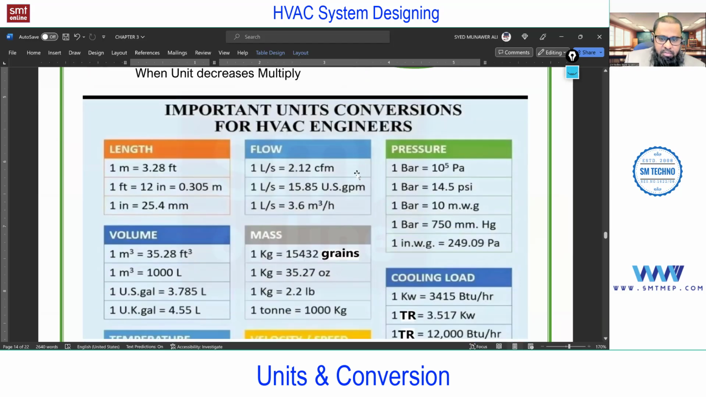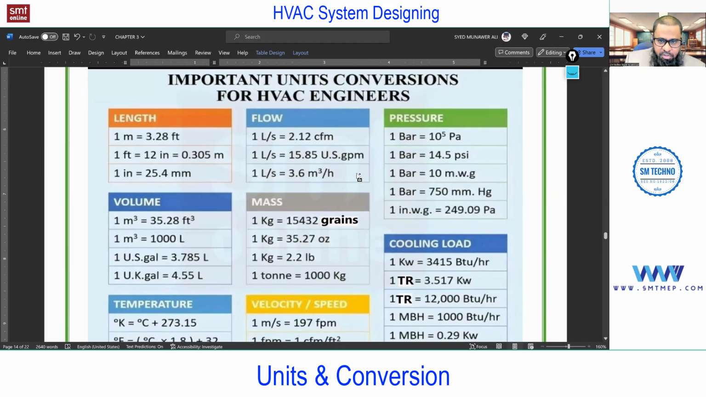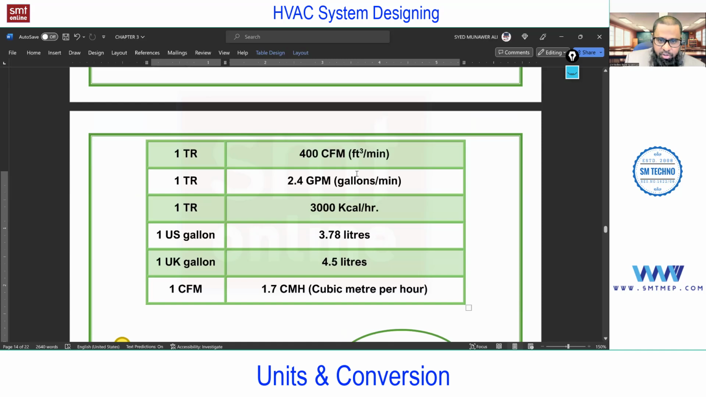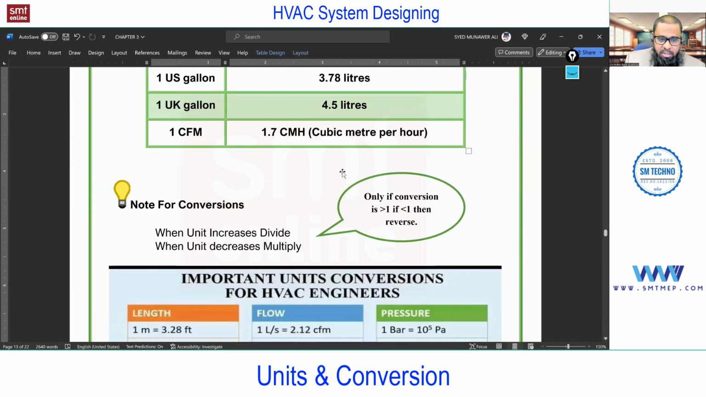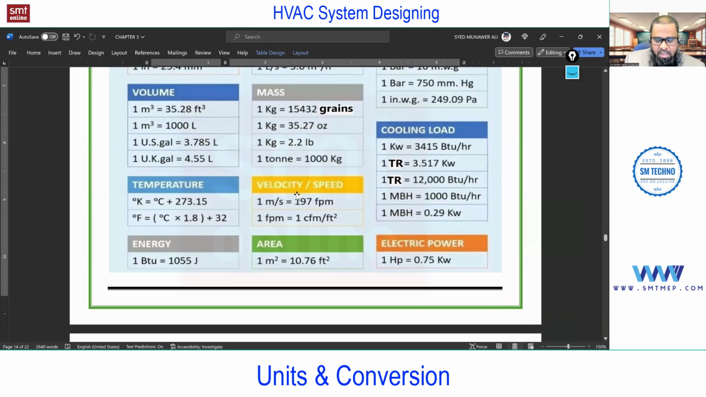Next, you see I have given some common conversions which are used in HVAC. At least you need to memorize this. I've given the notes as well as this in the table. Some more conversions we'll use at the time of ducting, piping, pump selection, fan selection, etc.